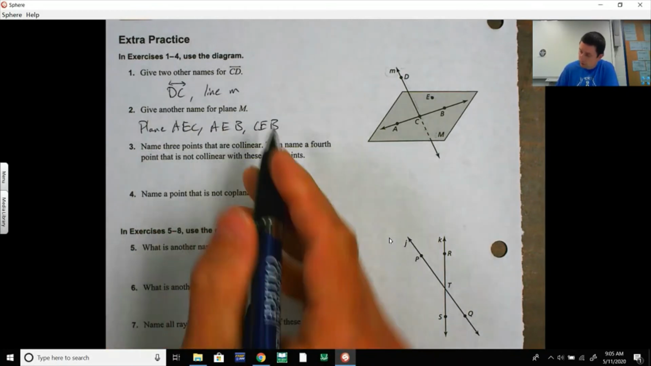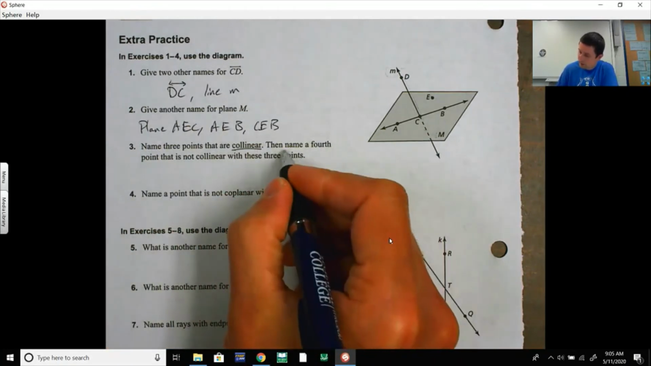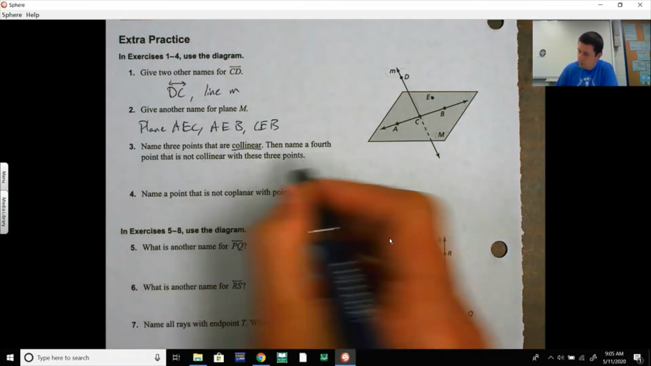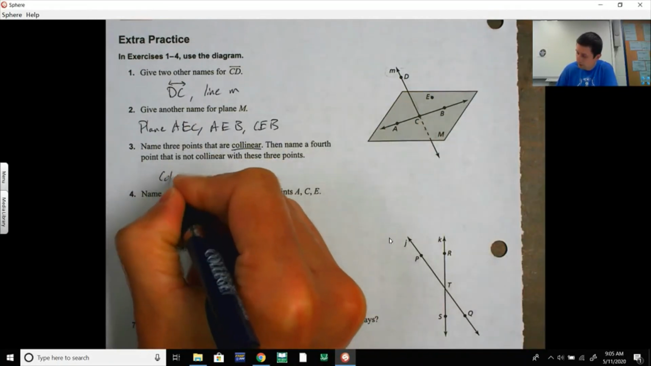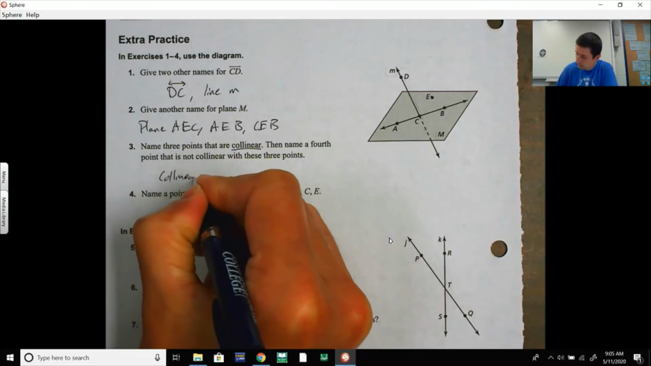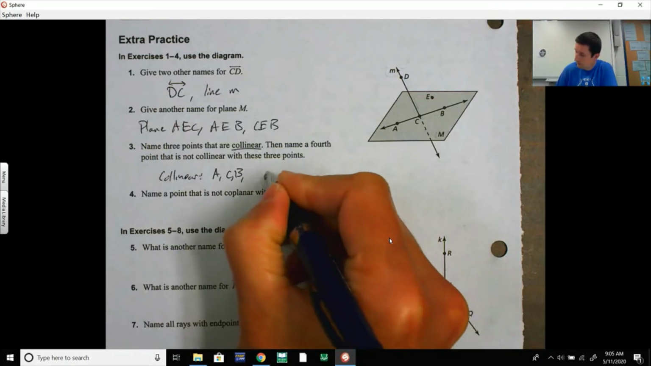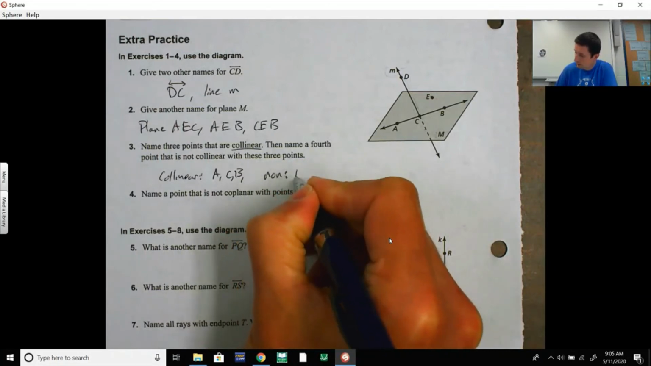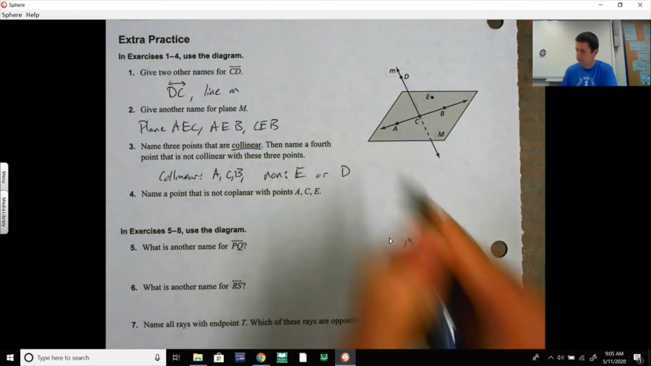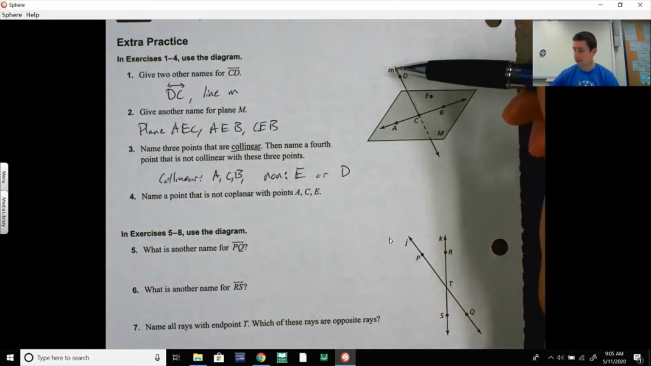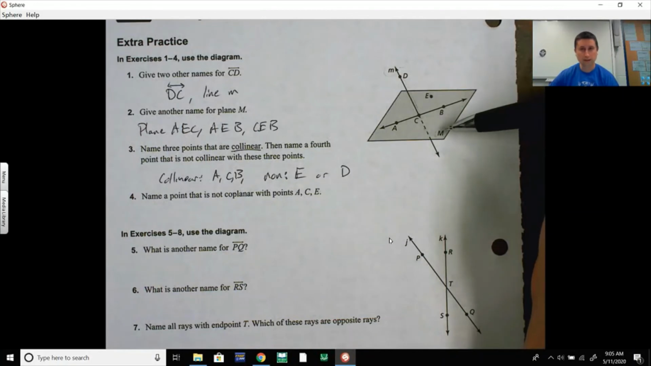Name 3 points that are collinear, so in the same line. Then name a fourth point that is not collinear with these 3 points. Three points that are collinear, just kind of talked about this, would be A, C, and B. Non-collinear would be E or D. Okay, that would work. Do not use these italicized letters as points. The little m and the big M are not points, they are names.